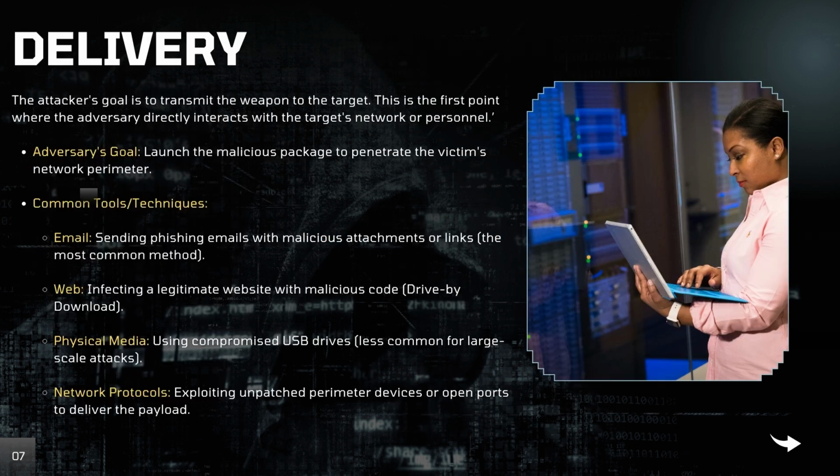The third stage is delivery. This is the first time the adversary directly interacts with your organization's network or personnel to transmit the weapon. Their goal is simple: launch the malicious package to penetrate the victim's perimeter. The methods are varied. Email remains the most common, sending phishing emails with malicious attachments or links. They can use the web by infecting a legitimate website with code for a drive-by download, or even use physical media like compromised USB drives. Crucially, they may also exploit unpatched perimeter devices or open network protocols to deliver the payload.